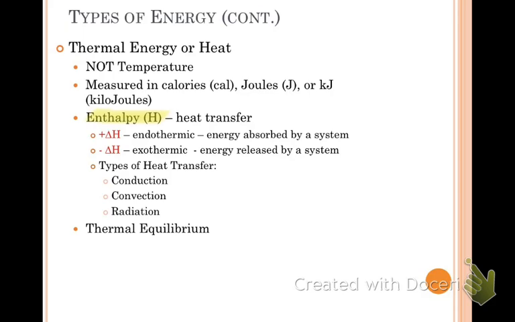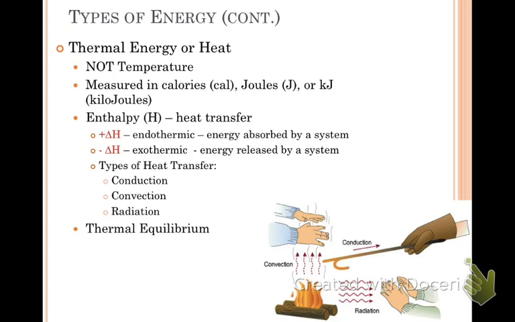If the change in enthalpy is positive, we call that endothermic, meaning energy is being absorbed by a system. If the change in enthalpy is negative, it's exothermic, and that means energy is being released by a system. We also talk about different types of heat transfer: conduction, convection, and radiation, which you can see here on the bottom right, and thermal equilibrium, that conservation of energy between one system and the surroundings, as we've seen right here with the ice in our hand. Again, the heat from our hand transfers to the ice, which helps melt it.